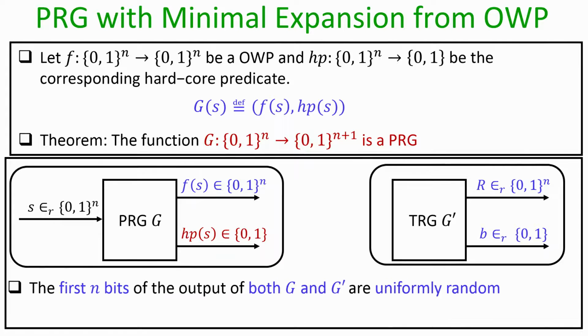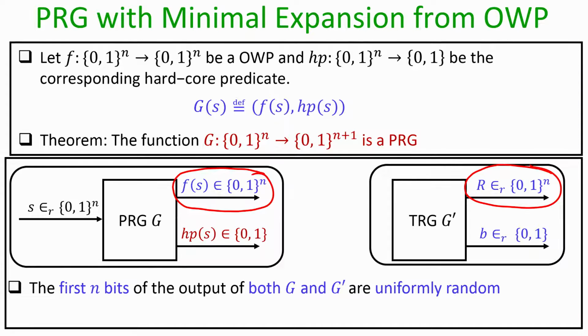input S. And intuitively, the difference between the output of the PRG and the output of the algorithm G dash is actually in the last bit, because if we compare the first n output bits of the algorithm G and the first n output bits of the algorithm G dash, the distribution is actually the same, namely the uniform distribution over the set of n bit strings.